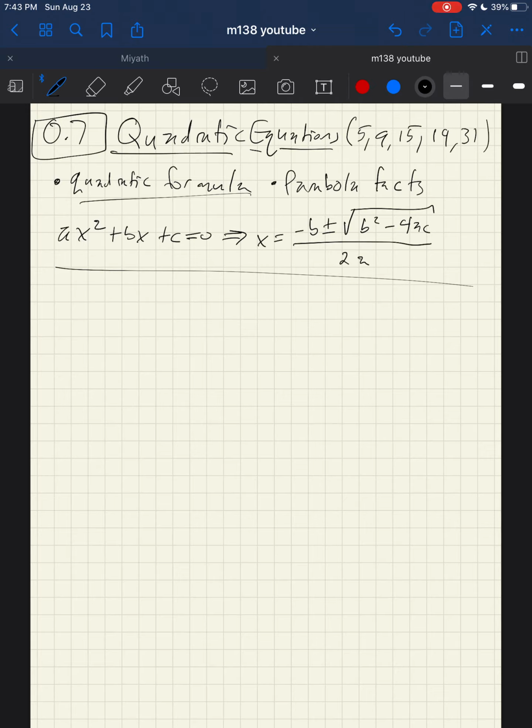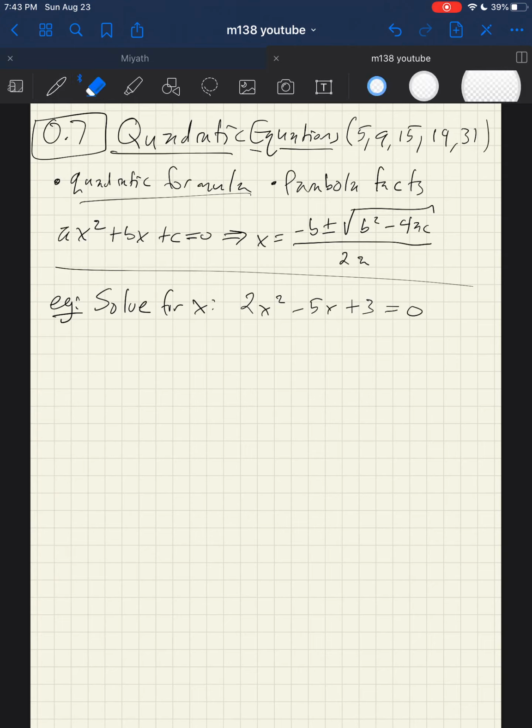So let's use this in an example. Solve for x, and let's suppose we want to solve 2x squared minus 5x plus 3 equals 0. Now, maybe we could try to use our factoring trick here and get an answer, but I'll just warn you that if you try to do factoring, it's going to be a little bit tougher than some of the previous factoring problems that we've done. So this is a perfect time to use the quadratic formula.